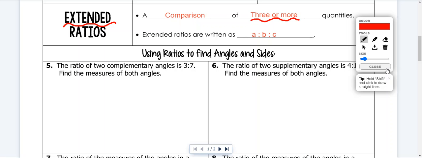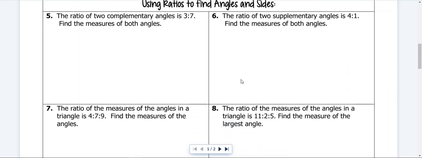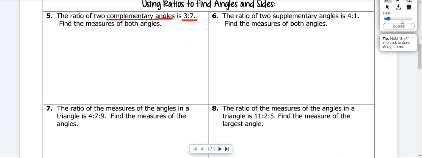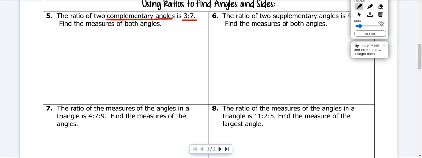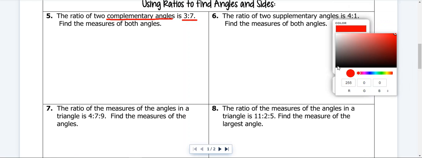Let's take a look at a couple of examples of how we can use ratios and extended ratios to find some angles and sides, right? So here we're given that we have two complementary angles, and the ratio of those is 3 to 7. Find the measures of both angles. Now, oftentimes when I'm working with a problem like this, I find it's easier to draw myself a little bit of a picture just so I can see what's going on.